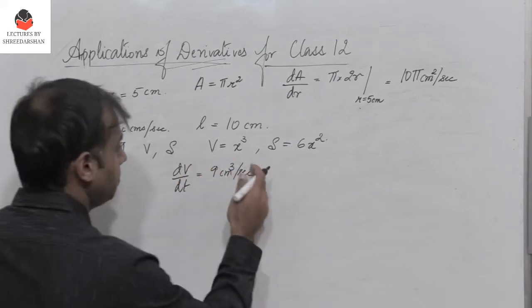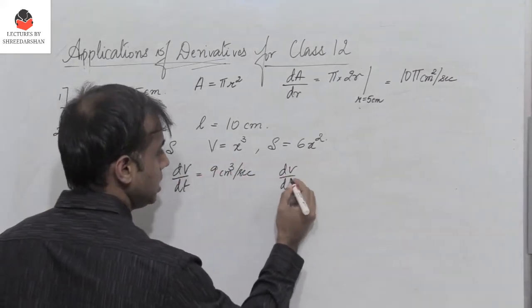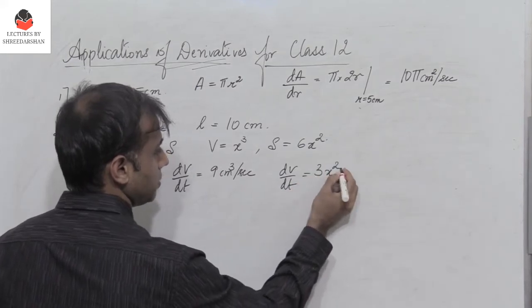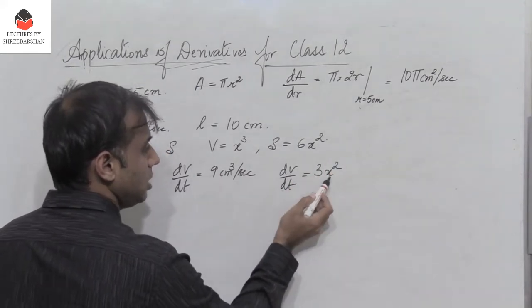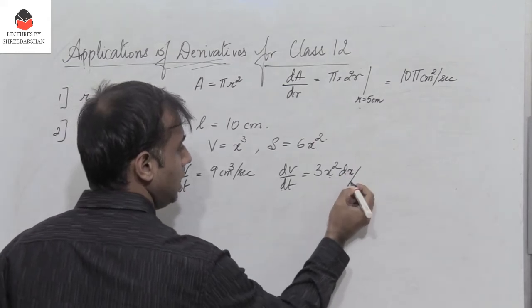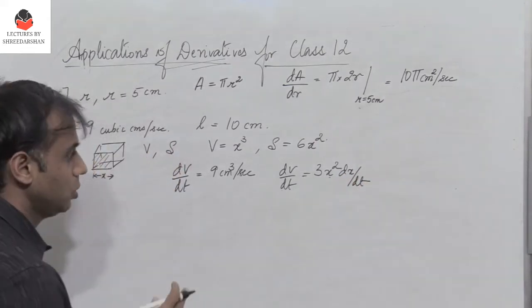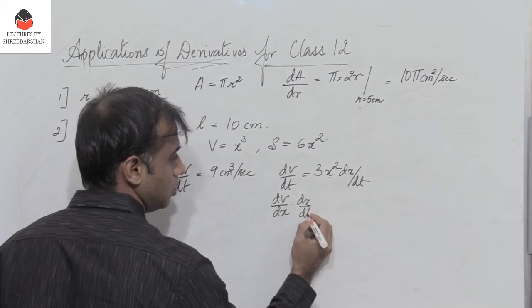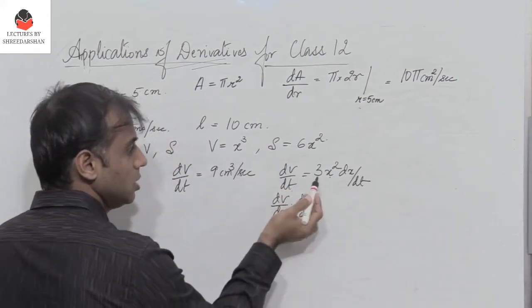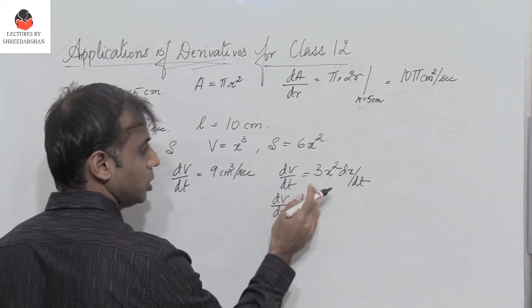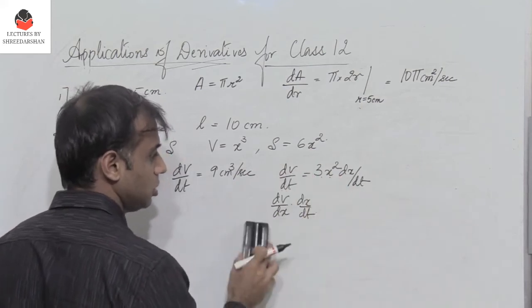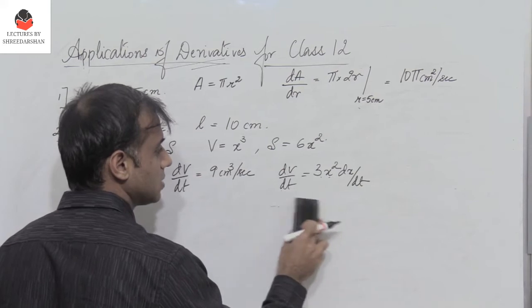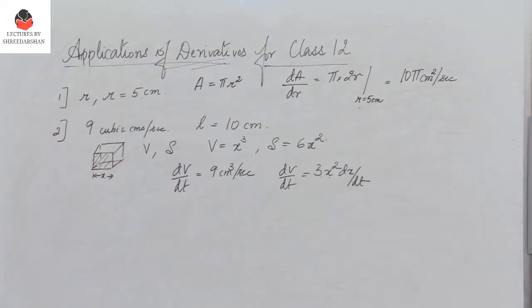Now let me differentiate V. So dV by dt is 3x squared into dx by dt. We know the chain rule here, so it is going to be dV by dx into dx by dt, which is nothing but dV by dt. I differentiate x cubed with respect to x and x with respect to t, so I get 3x squared dx by dt.